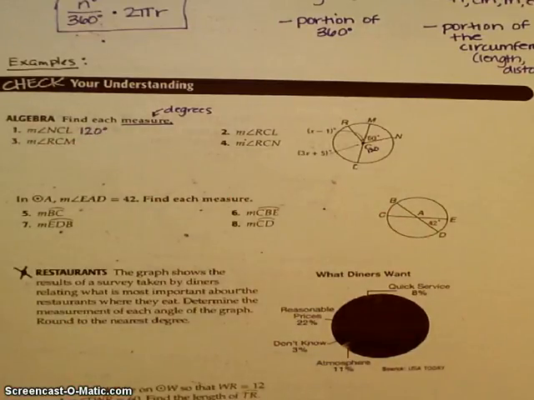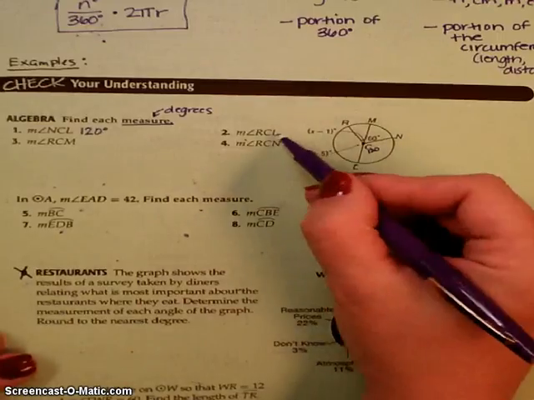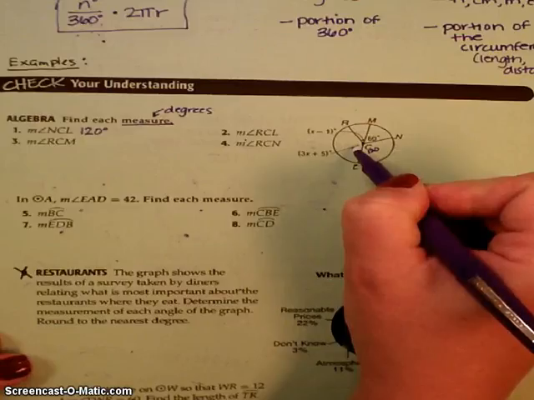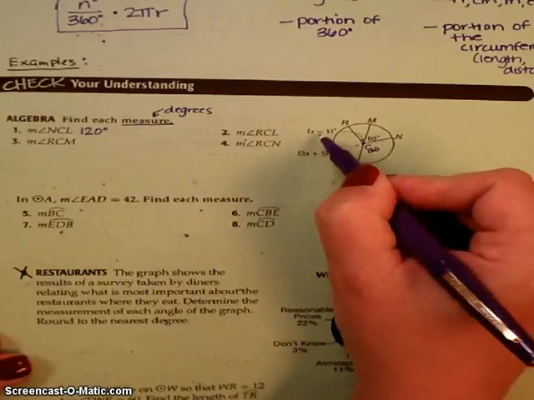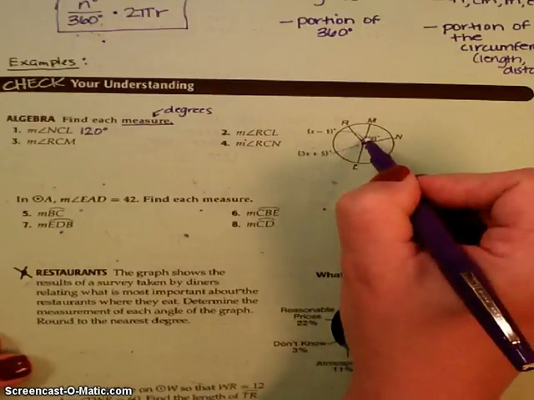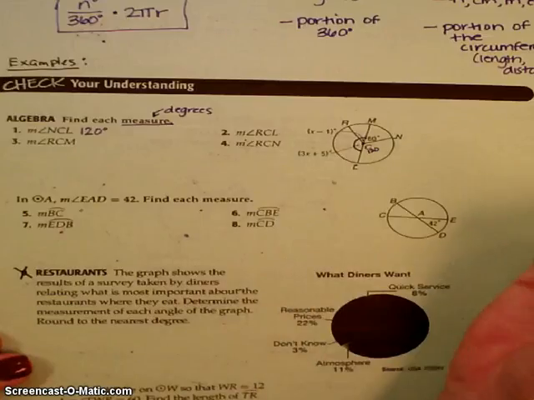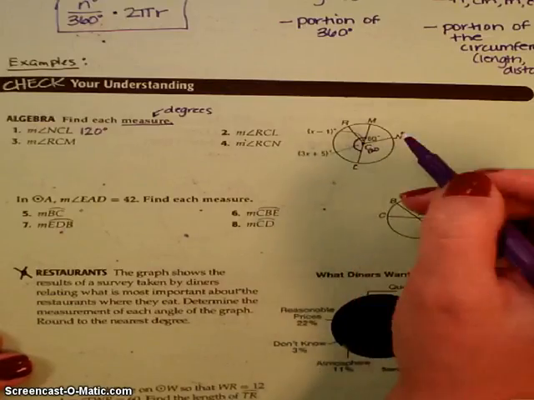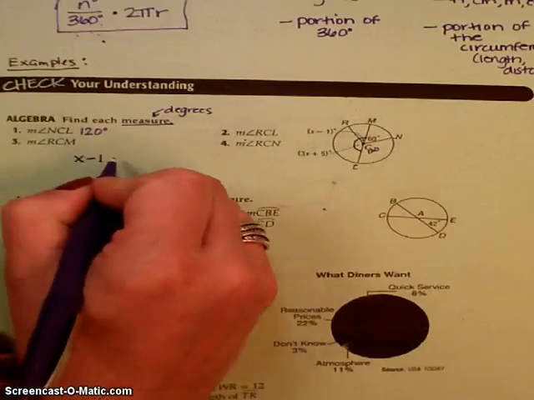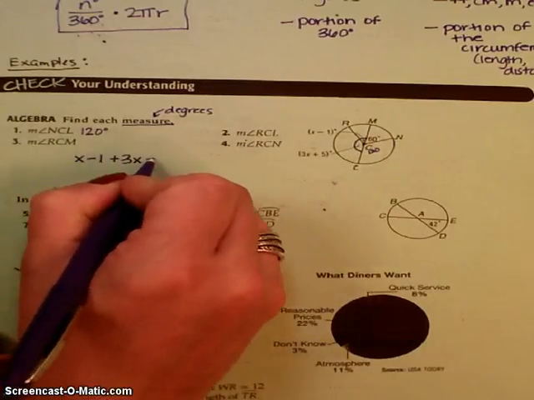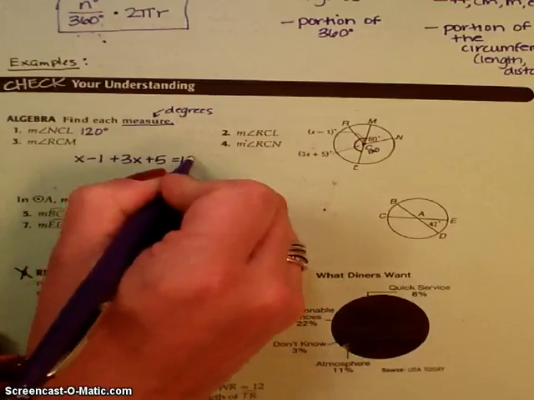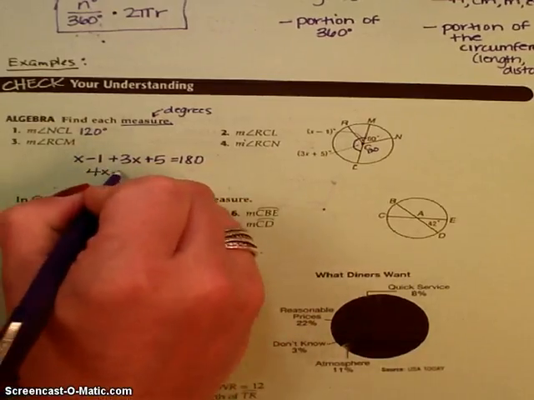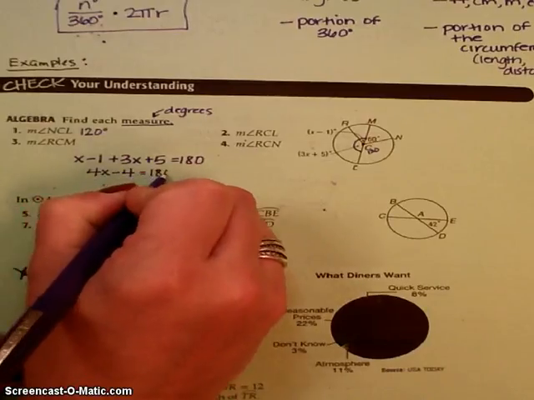Now if we move on to RCL, here's the next one. RCL. Well, that's this one right here. Well, if we can figure out what x is, then we could probably figure out what RCL is. If you look here, that's also a semicircle, or a diameter. So this is going to be 180 degrees. So let's take x minus 1 plus 3x plus 5 equals 180 degrees. If we combine like terms, 4x minus 4 equals 180.